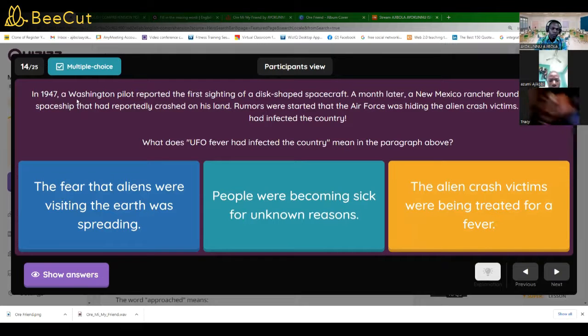In 1947, a Washington pilot reported the first sighting of a disc-shaped spacecraft. A month later, a New Mexico rancher found pieces of a spaceship that had reportedly crashed on his land. Rumors were started that the Air Force was hiding the alien crash victims. UFO fever had infected the country. What does "UFO fever had infected the country" mean in the paragraph above? Ejiro.